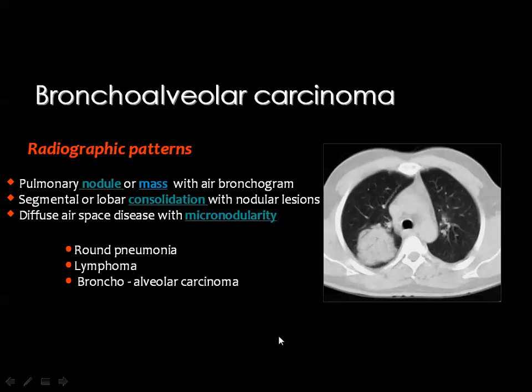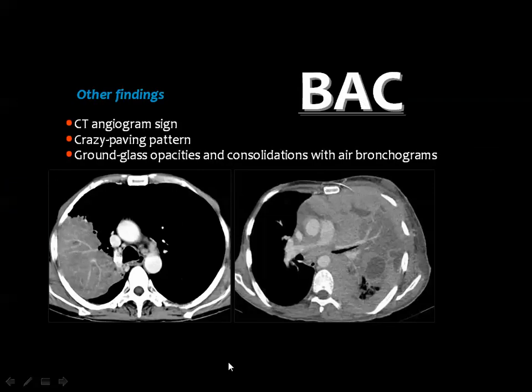Then another pattern, known as the consolidative form, is exactly similar to a pneumonic patch, which does not respond to antibiotics. Then you put the two main possibilities, lymphoma and bronchoalveolar carcinoma, and you go to biopsy to confirm the diagnosis. The third pattern is the miliary pattern, diffuse micronodularity, and this will go into the differential diagnosis of miliary shadows, which will be dealt with in the third part of this presentation.